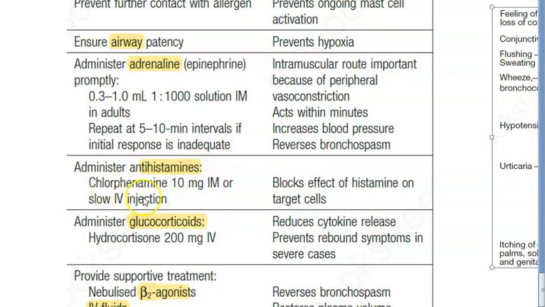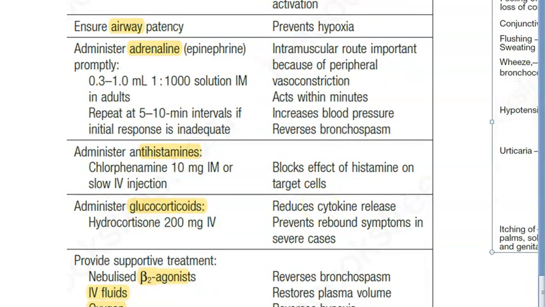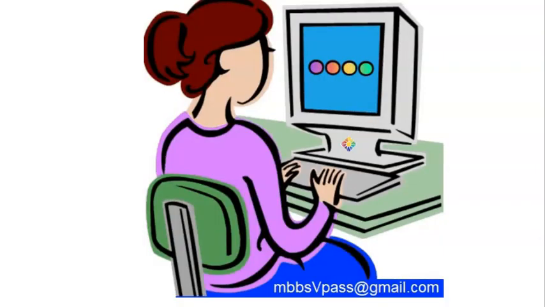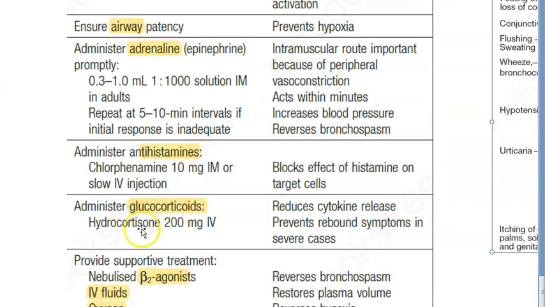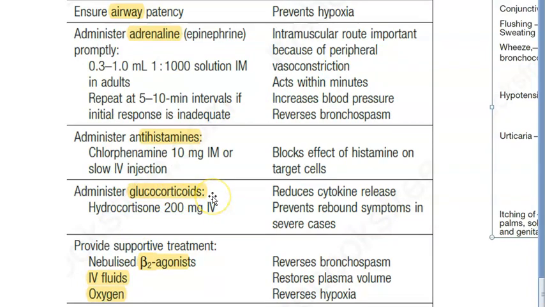Chlorphenamine you will give. It blocks the effect of histamine on target cells. So histamine will be as it is, but at least the effect of it is getting blocked. Say chlorphenamine. Okay. Then glucocorticoids you will give. Steroids. What will steroids do?